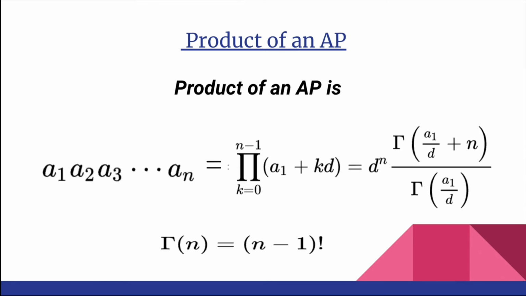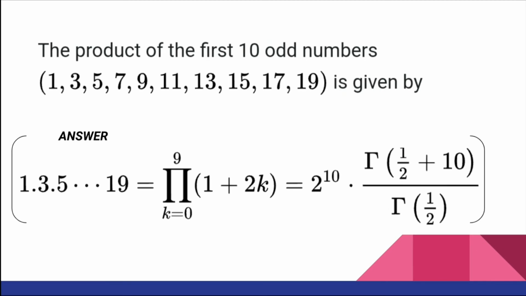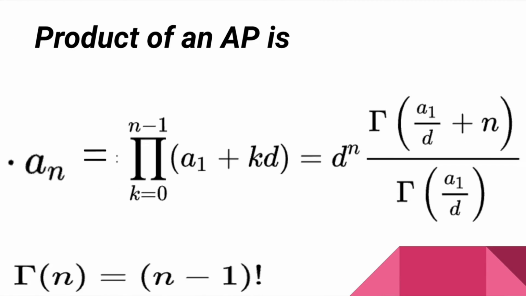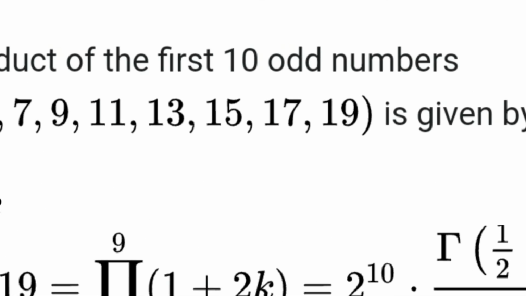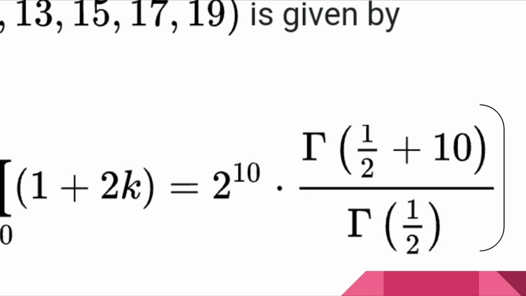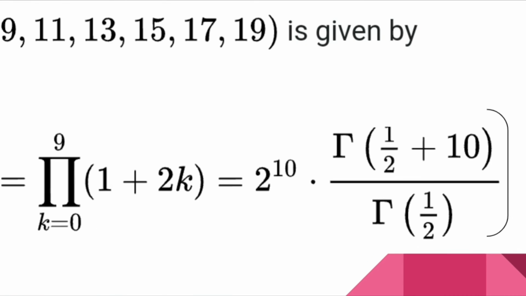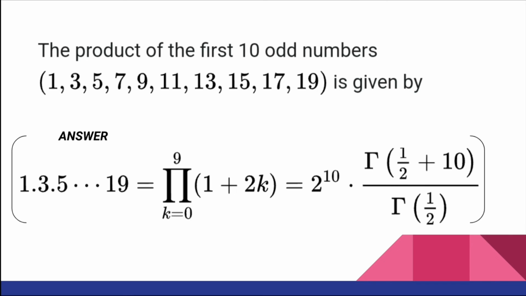What was d? d was the difference, so the difference here is 2. What was the power? It was the number of terms we want to multiply, so there are 10 terms, and it is raised to the power 10. The gamma function gives 1 upon 2 plus 10 minus 1, so 1 upon 2 plus 9, then 2 to the 10 into (1 upon 2 plus 9) factorial upon (1 upon 2 minus 1) factorial, and this is how it will be solved.